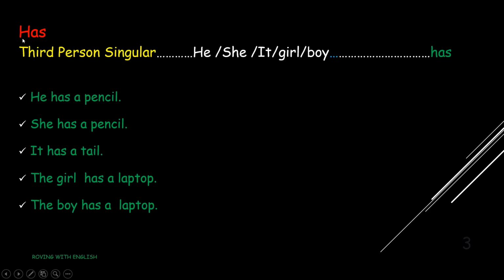Next up is has. We use has with third person but in their singular form. That is he, she, it and words in their singular form, girl and boy here. He has a pencil. She has a pencil. It has a tail. The girl has a laptop. The boy has a laptop. We use have and has to say something that is in the present.